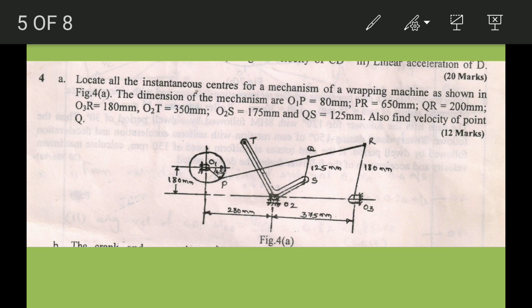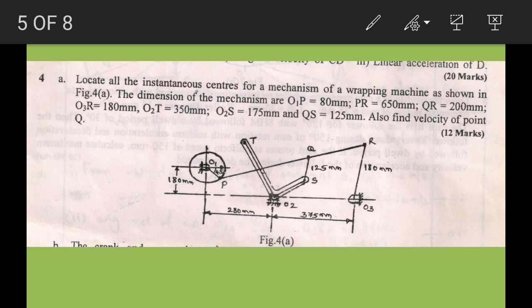After locating O3, you have to search for R point by using two compasses. PR is one compass, O3R is one more compass. See here, O3R is given as 180 mm and PR is given as 650 mm. That means 650 divided by 5, that will be 130 mm. Okay, 130 mm will be the compass, 130 mm means 13 centimeter. Next, what about this O3R? 180 mm means 36 mm will be the compass. Draw two arcs, then you will get R point.